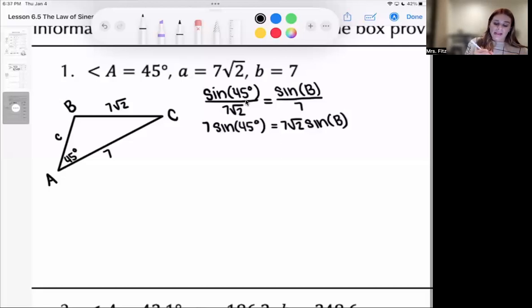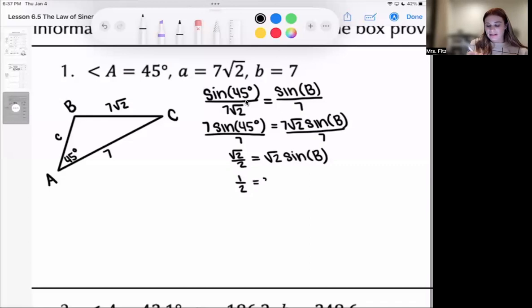Okay, we can divide both sides by 7. And what is sine of 45 degrees? Do we remember? It is root 2 over 2 equals root 2 times sine of b. Divide by root 2, and we have 1/2 equals sine of b, right? If I divide both sides by root 2.